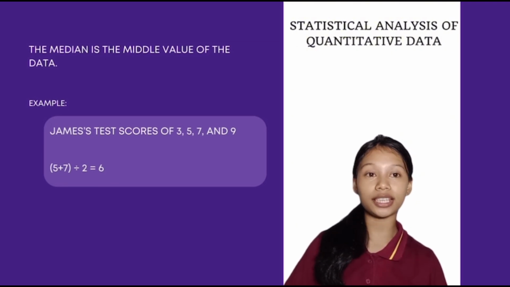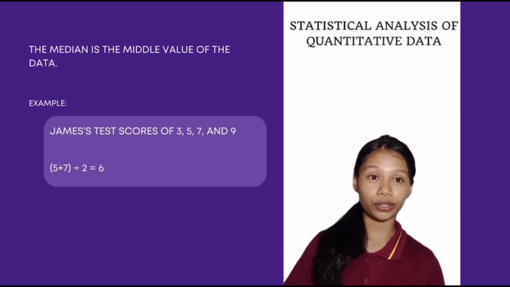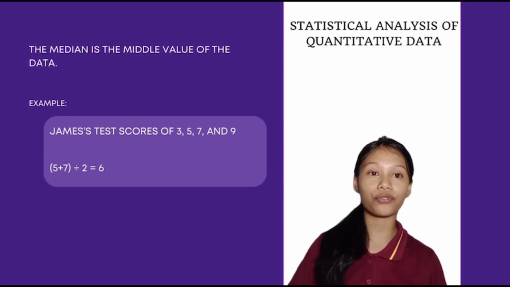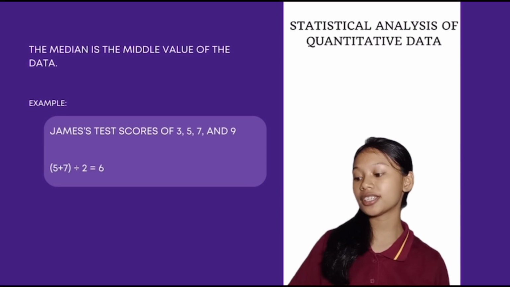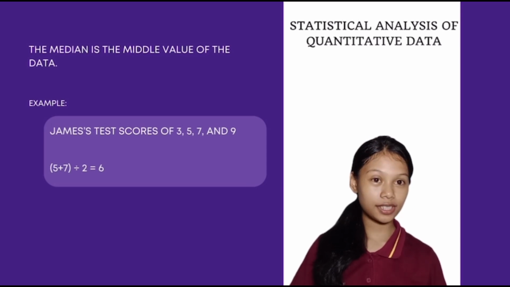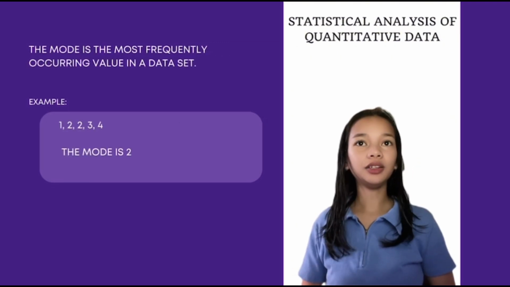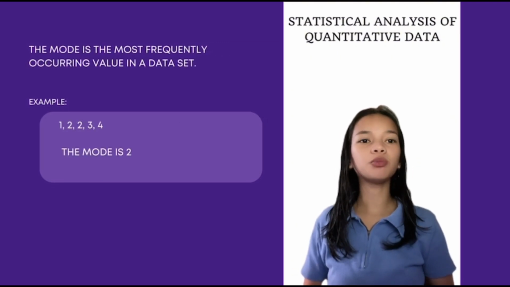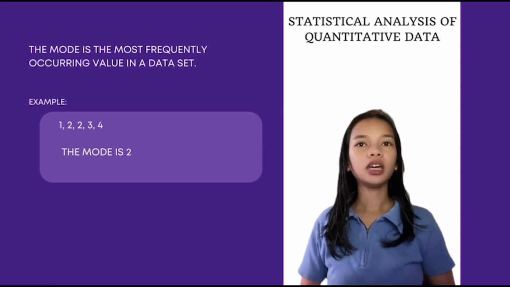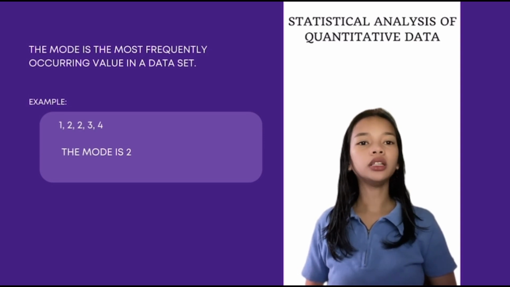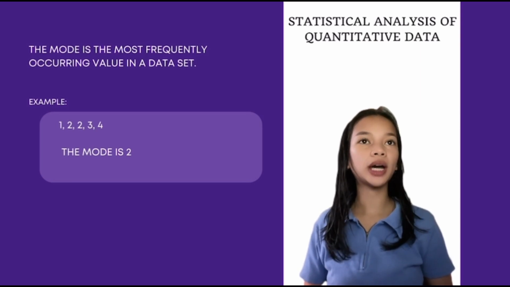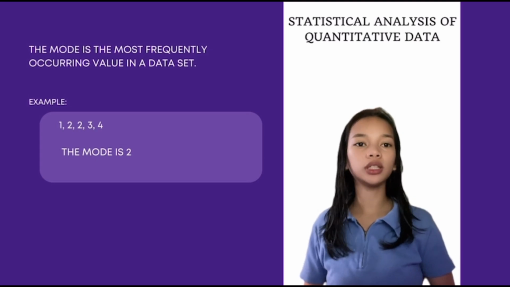For an even data set, James' test scores of 3, 5, 7, and 9, the median would be the average of 5 and 7. So it is 5 plus 7 divided by 2 equals 6. Finally, the mode is the value that appears most frequently in a data set. If we have a data set like 1, 2, 2, 3, 4, the mode is 2 because it occurs twice, while the others only appear once.